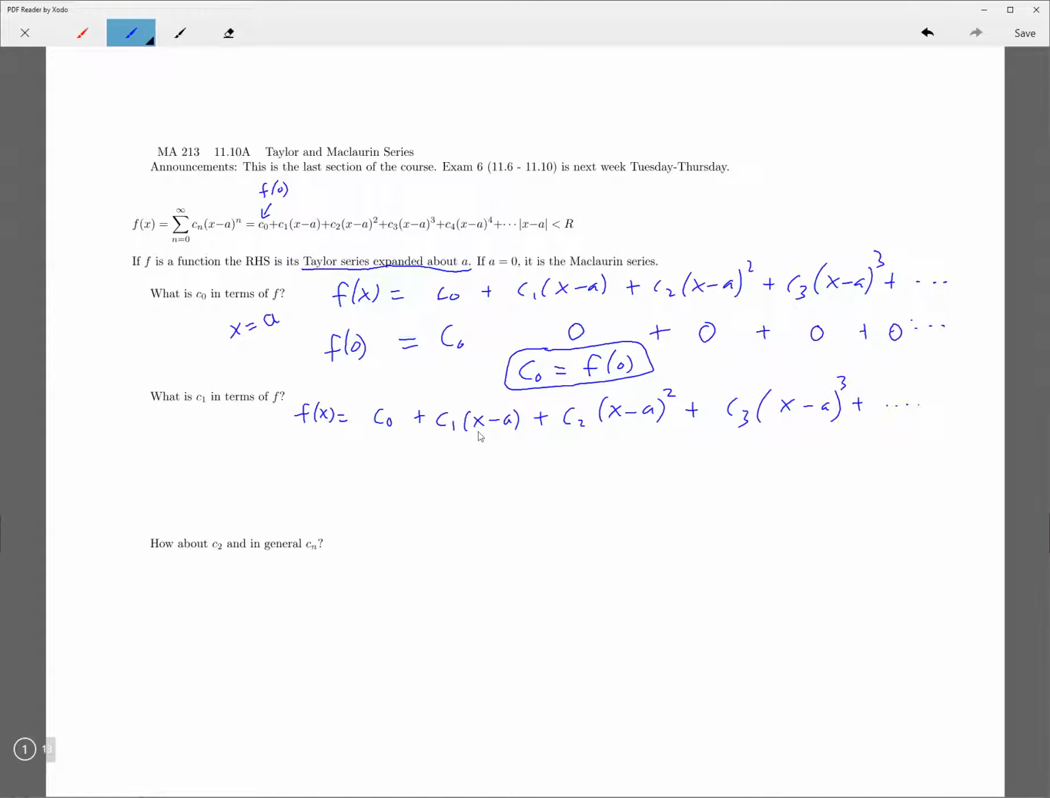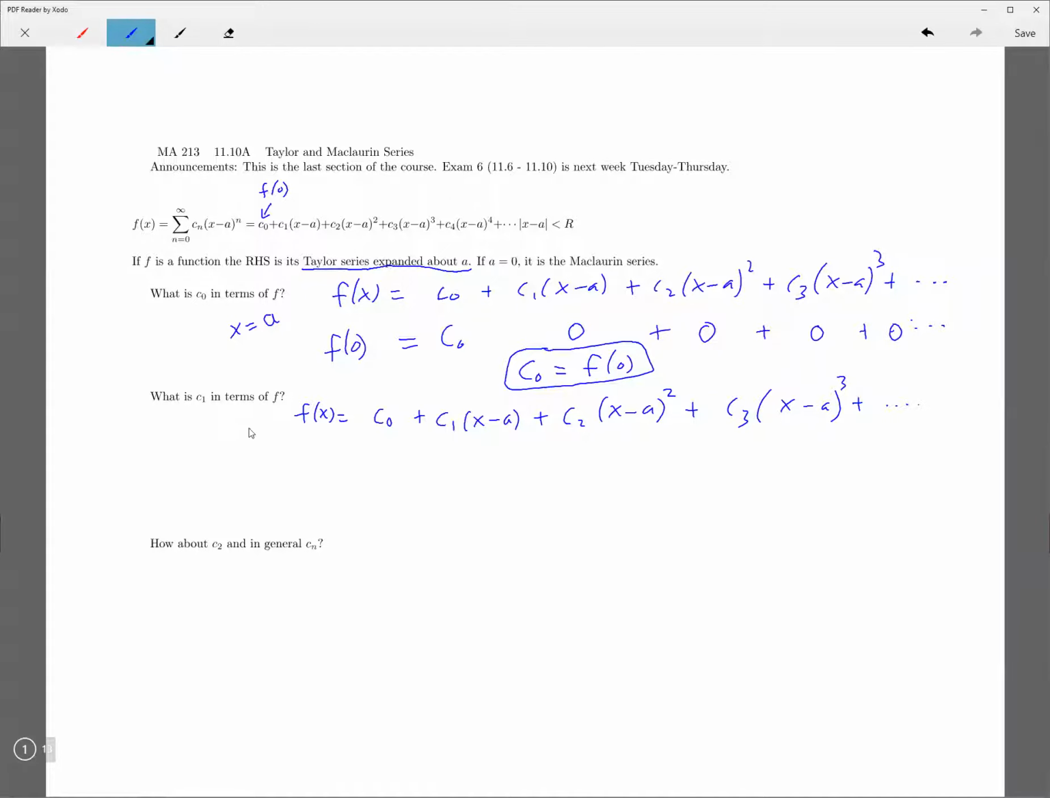Because if you set x equal to a, it doesn't work. But there's something you can do before you set x equal to a that gets rid of this and gets rid of this. It leaves C1 exposed. What operation does that? The derivative, yes.